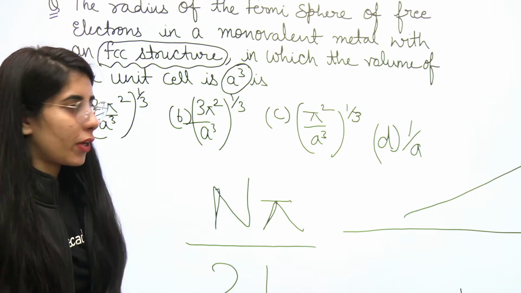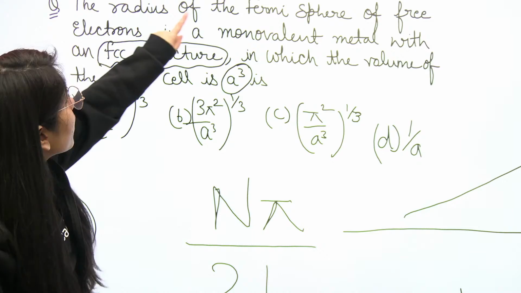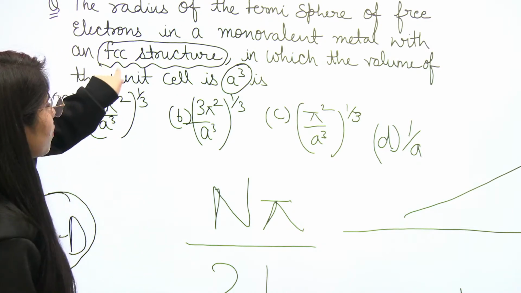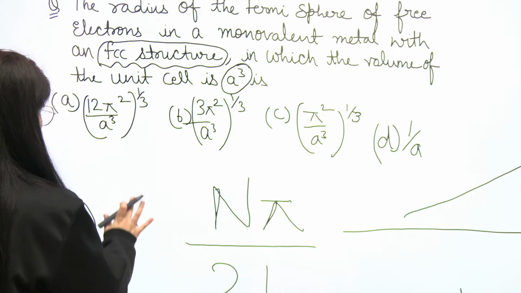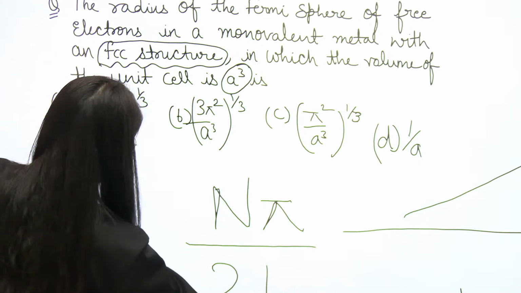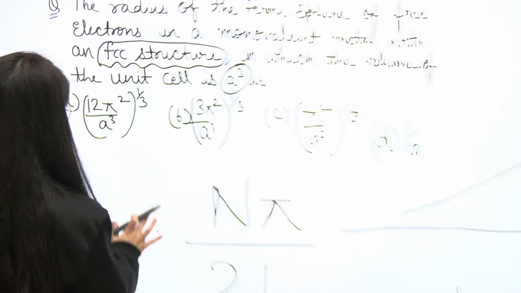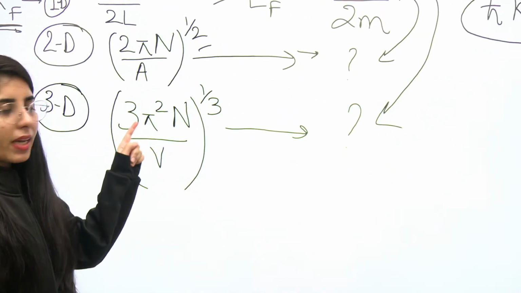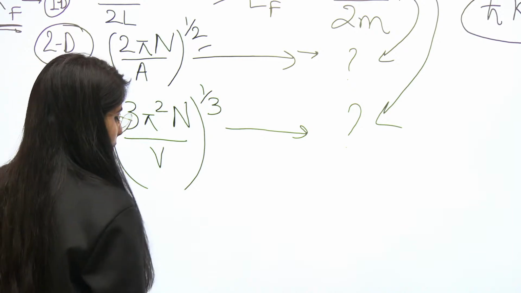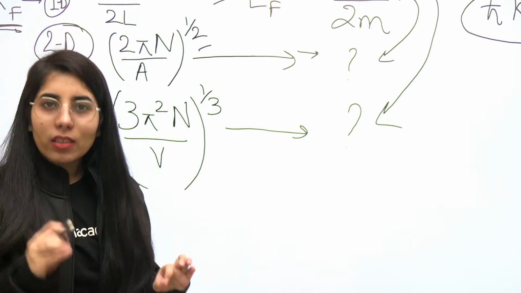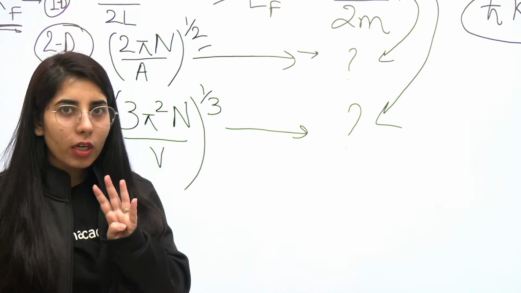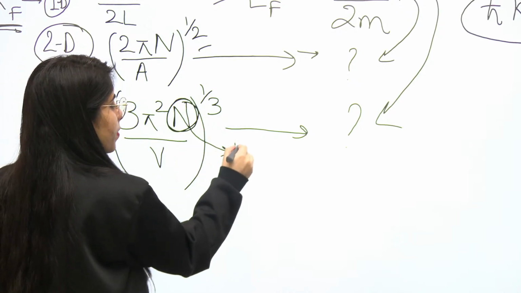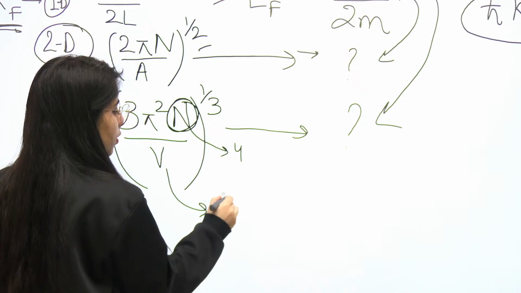Now the next point. What are they asking? To find the radius of the Fermi sphere, for the 3D case. Did they mention anything else? Yes, FCC structure and the volume is a cube. That's good. Next point. The radius of the Fermi sphere, or Fermi wave vector, is (3 pi squared N upon V) to the power 1 by 3. What is the effective number of atoms in the FCC case? 4. That means N is equal to 4. It's quite easy. And the volume is a cube, which is already given to you.